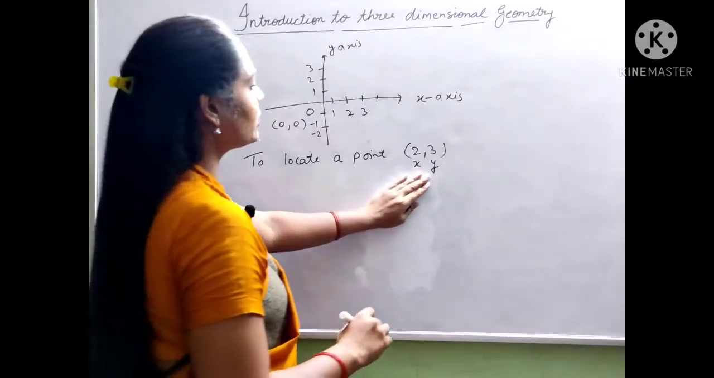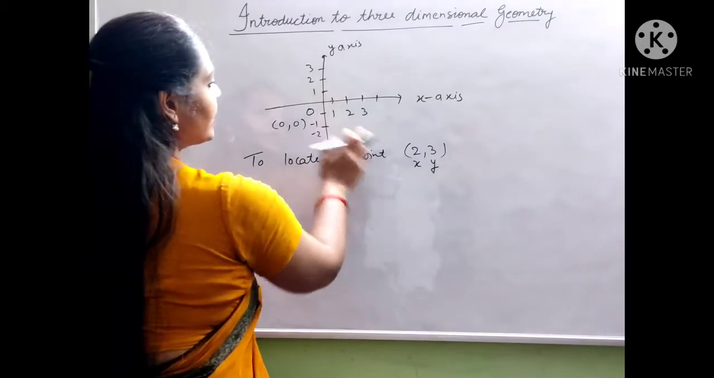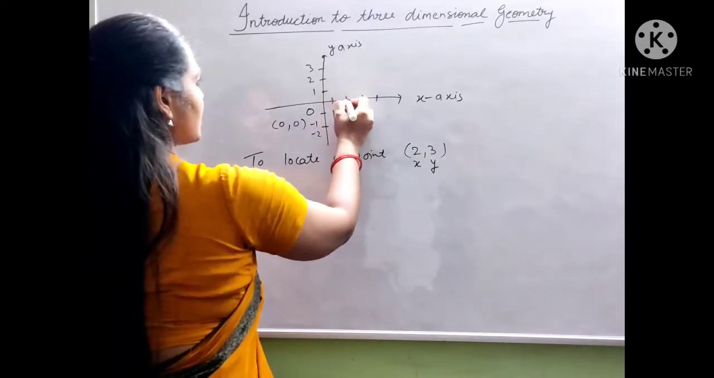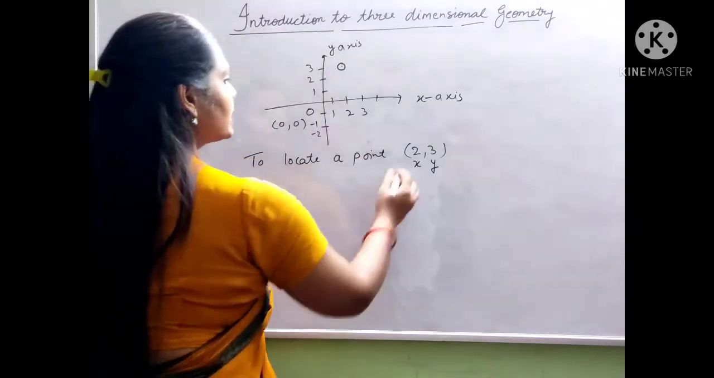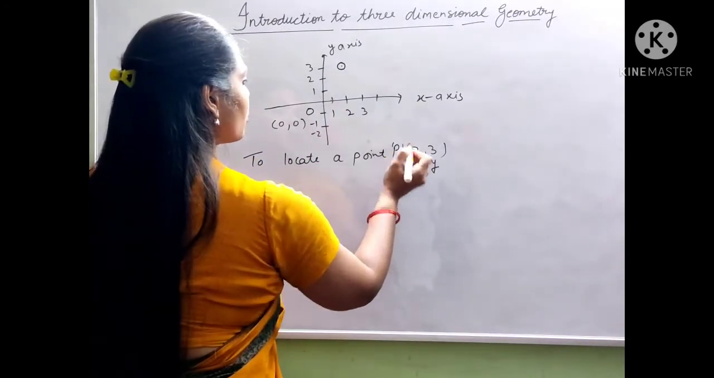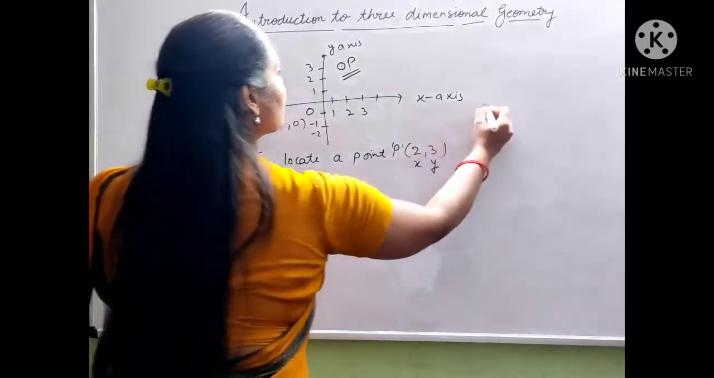So we have to locate (2, 3). 2 is on the x-axis and 3 is on the y-axis. By taking the perpendicular distance of both, we can locate the point P(2, 3). So this is the position of point P in the two-dimensional plane.